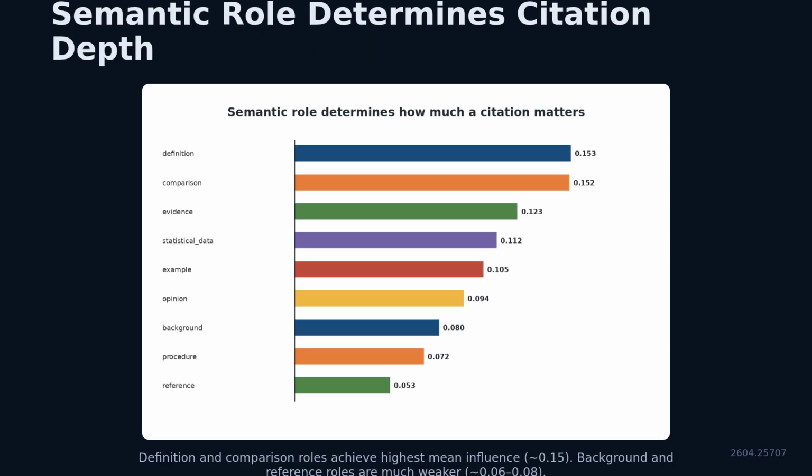The semantic role a citation plays also matters greatly. Pages assigned the role of definition or comparison in the answer have mean influence scores around 0.15. Pages used only as background references average around 0.08, and pure reference citations drop below 0.06. This confirms the absorption concept directly. A source gains answer-level importance when it supplies the specific type of information the answer requires, not just by being present in the citation list.